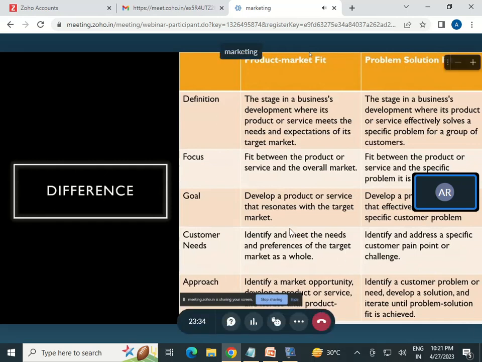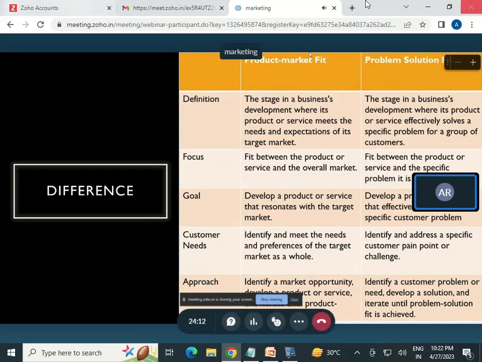In the problem solution fit, the goal is to develop a product or service that effectively addresses a specific customer problem, right? A group of customers' problem, for which you have to identify a solution, right? Now the customer needs, of course, are different, because here we are targeting a whole market, so we have a variety of customers. But in the problem solution fit, we are targeting the same group or same field of customers, so the requirements will be very similar, right? So identify and meet the needs and preferences of the target market as a whole. Yes, they satisfy the need of the whole targeted market.